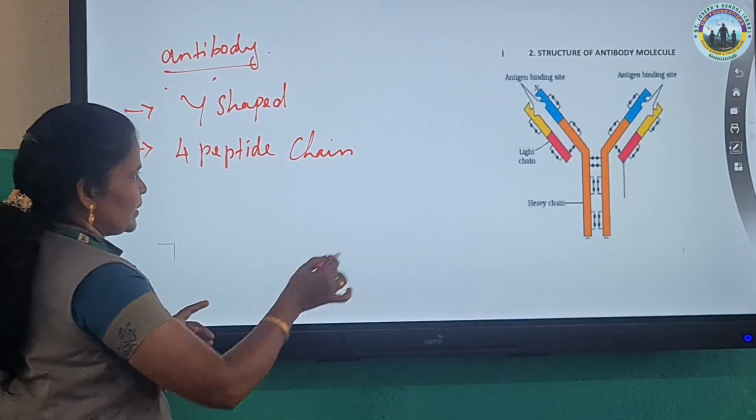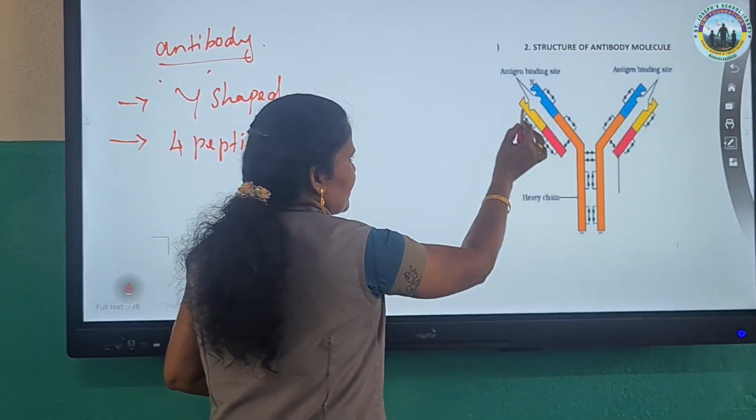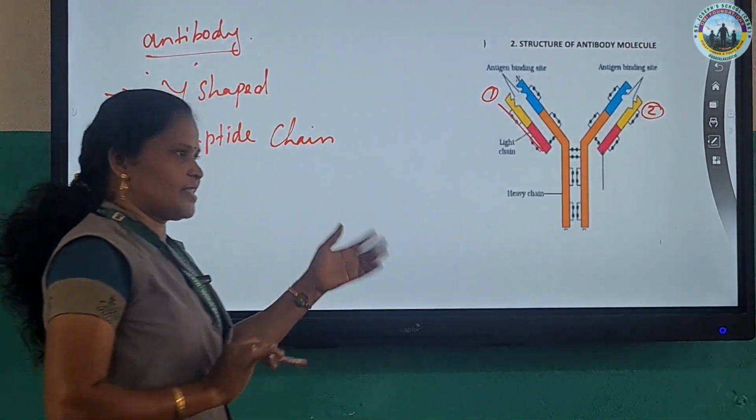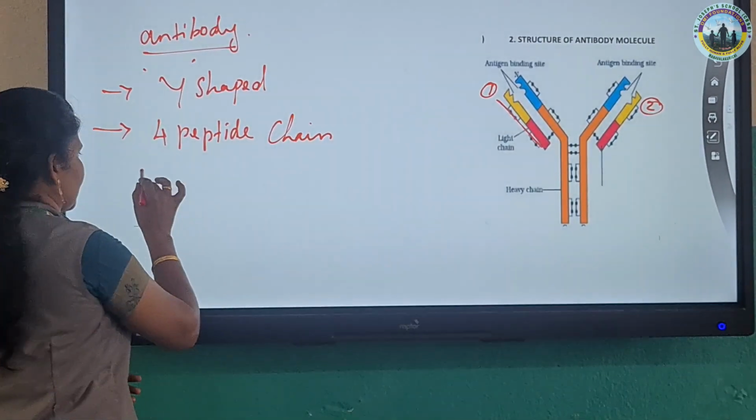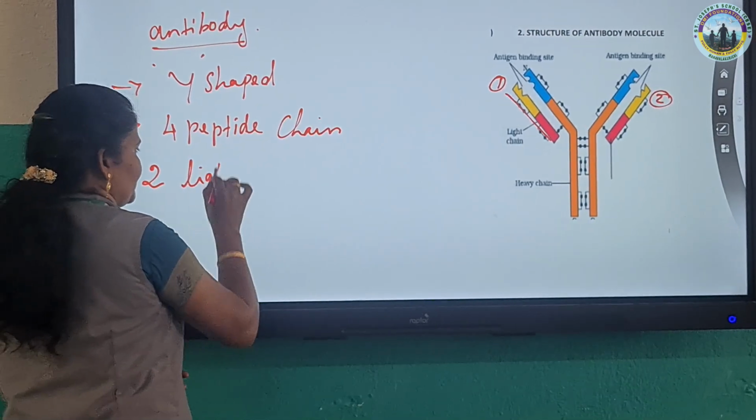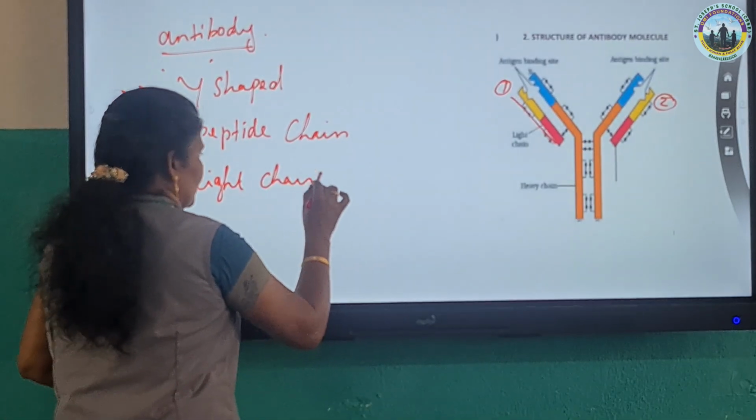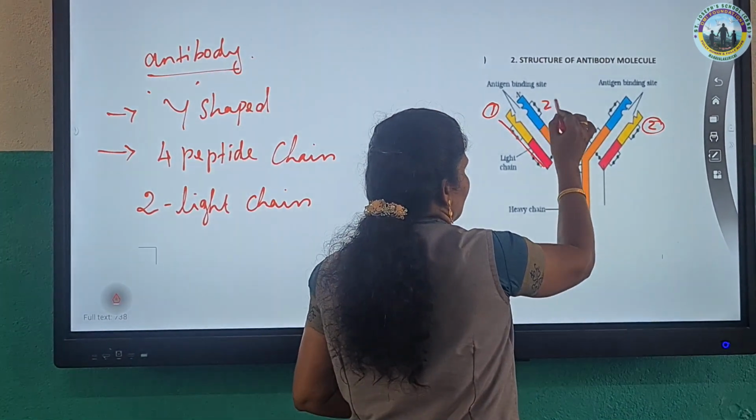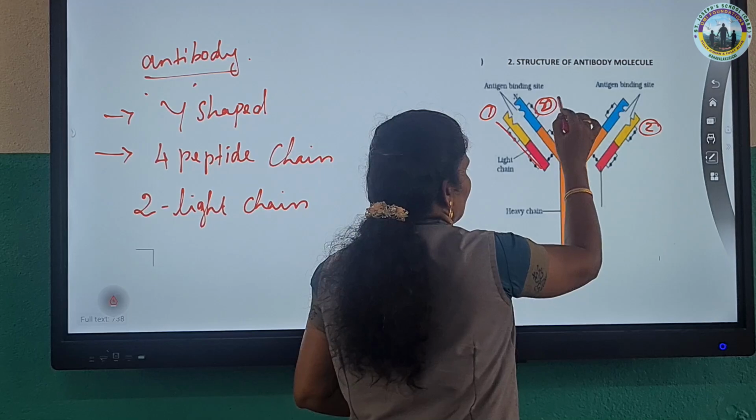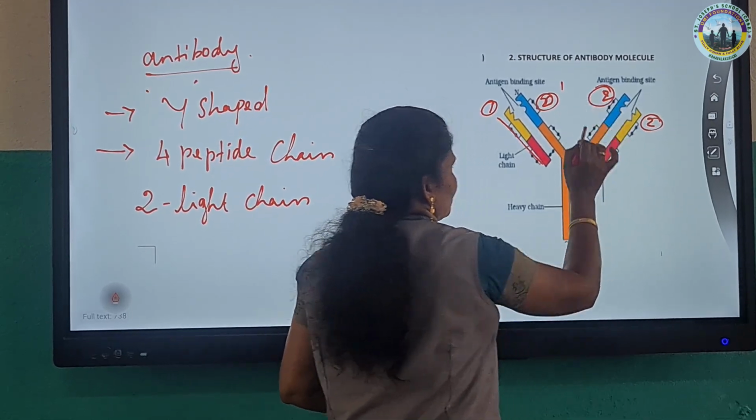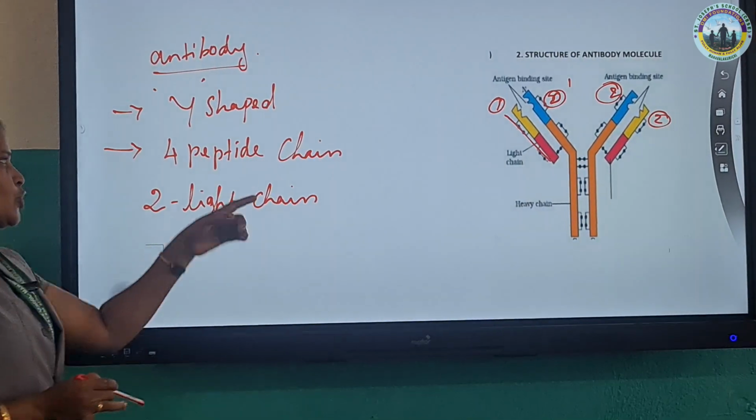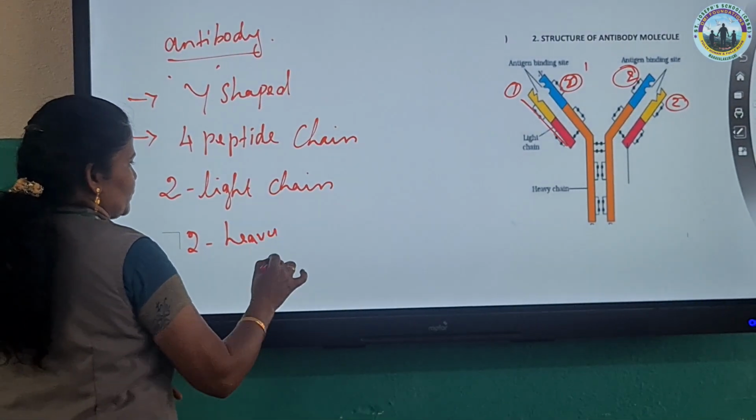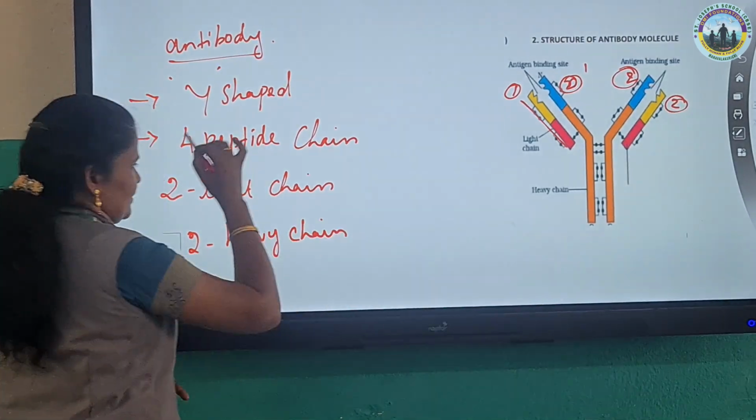Now you can see here there are 2 short chains. This one and this one, 2. These 2 short chains are called light chains. And the long lengthy ones, this one and this one, so 2 long chains are also there. In both cases, these are called heavy chains.